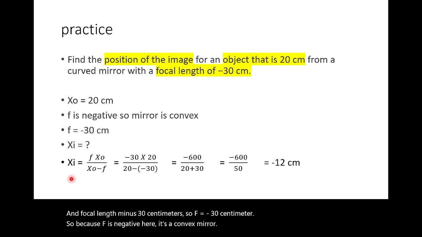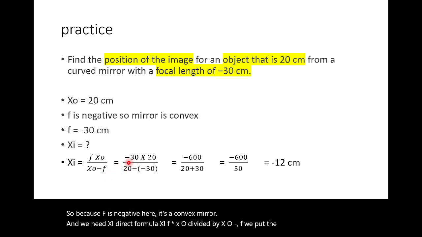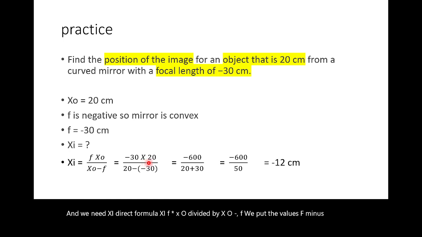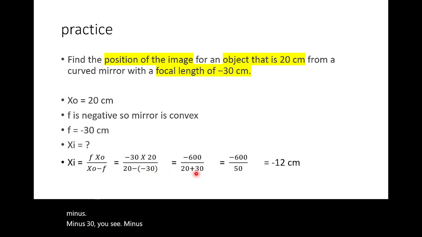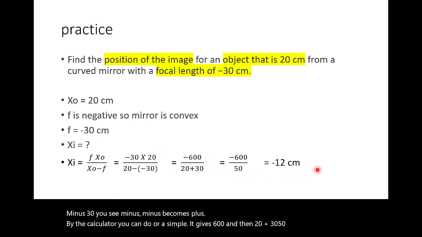And we need xi. The direct formula is xi equals f times xo divided by xo minus f. We put the values: f is minus 30, times 20, divided by 20 minus 30. You see, minus minus becomes plus. You can do it by calculator, or it is simple. It gives 600, and then 20 plus 30 is 50, which gives you minus 12 centimeters.